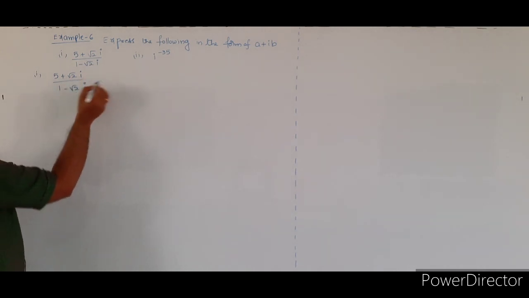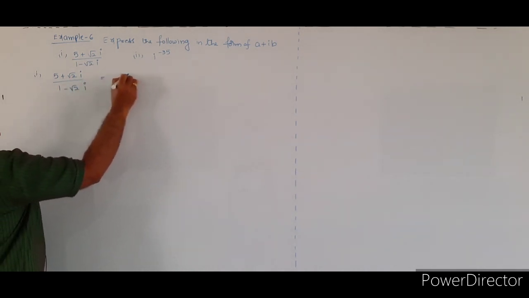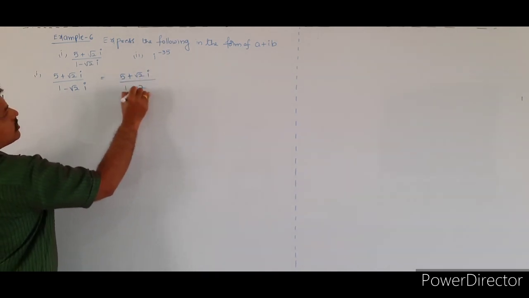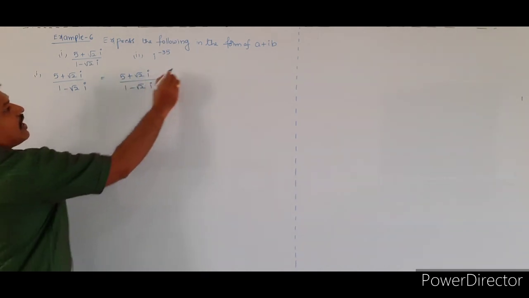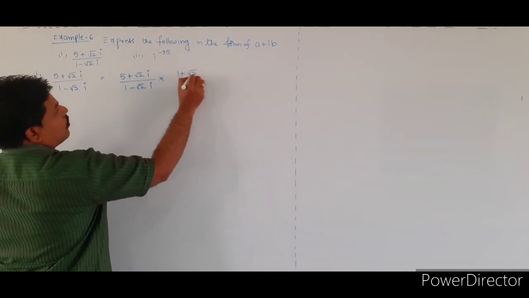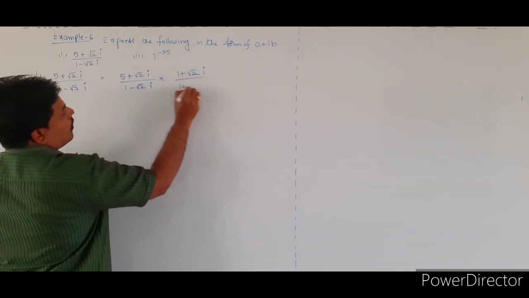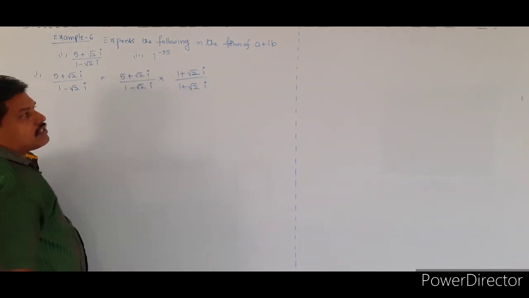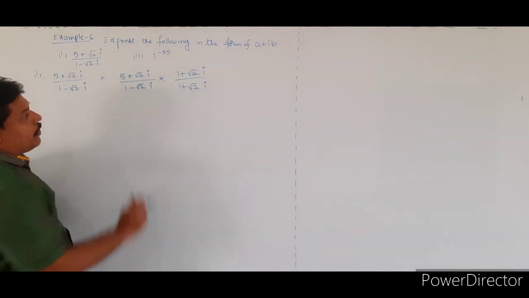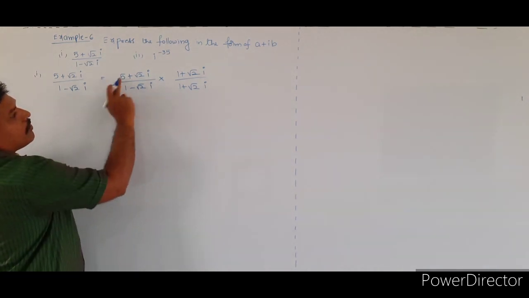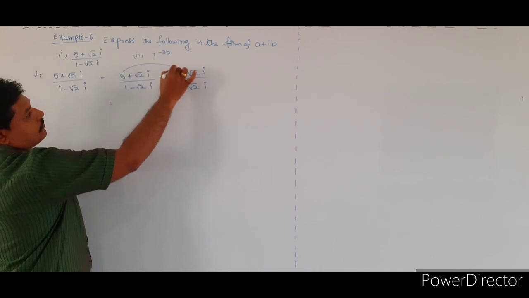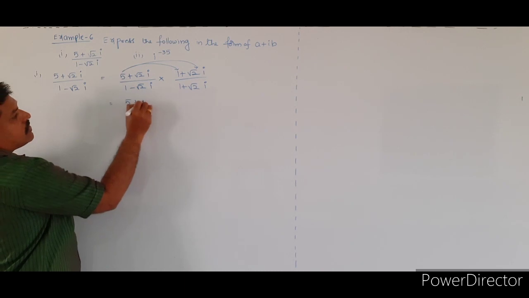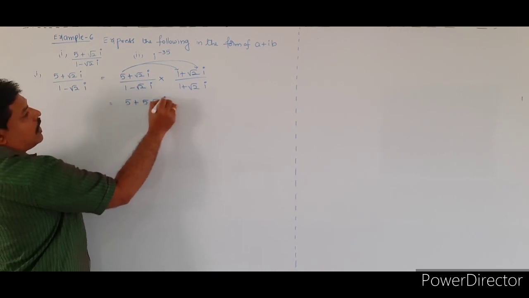So what I will do here, that is equal to 5 plus root 2 into i by 1 minus root 2 into i. Just rationalize with 1 plus root 2 into i by 1 plus root 2 into i. In the denominator 1 minus root 2 into i, just rationalize, that is multiply and divide with 1 plus root 2 into i. What happens? First multiply with 5. So 5 plus 5 root 2 into i.